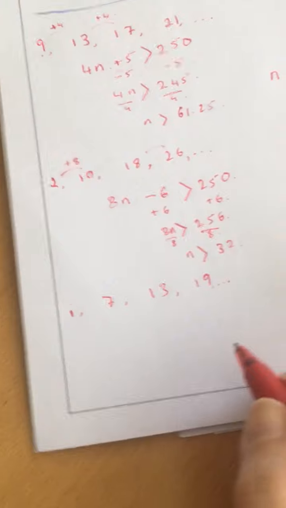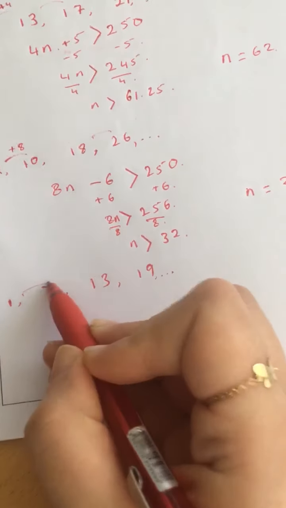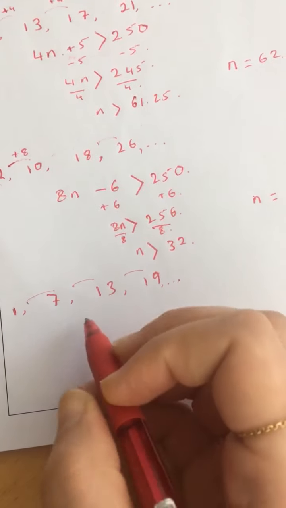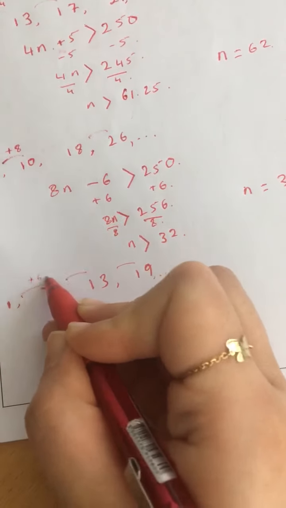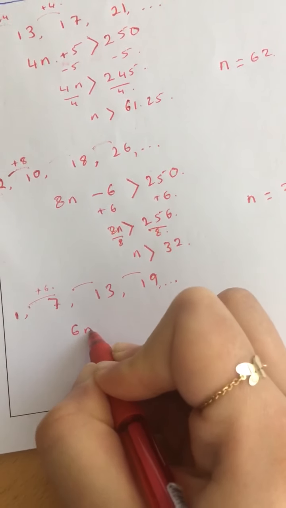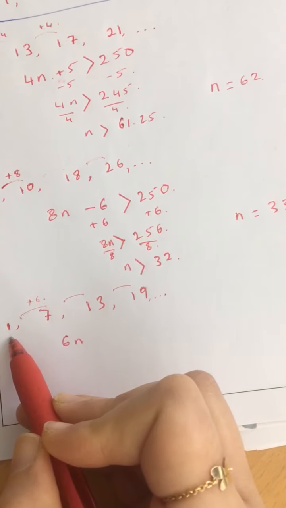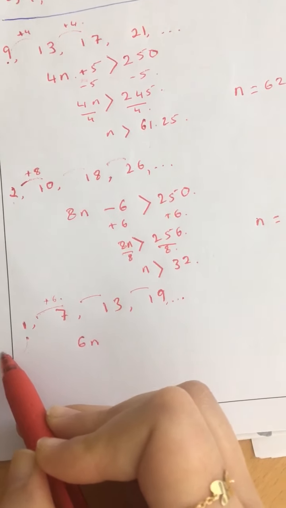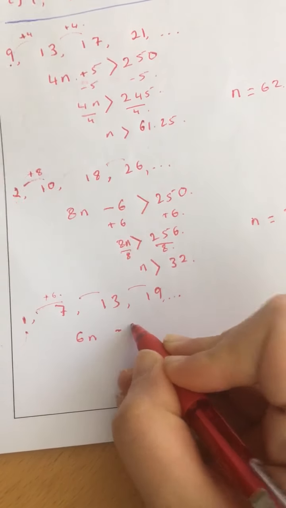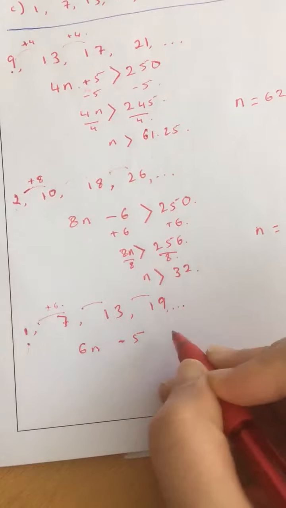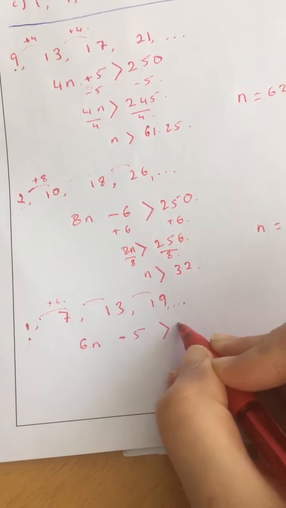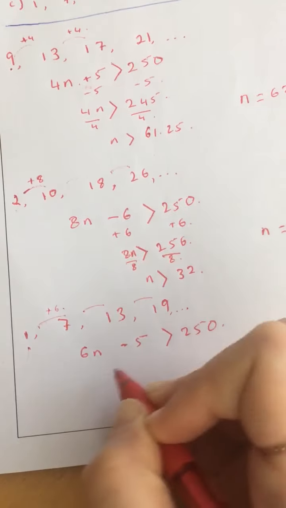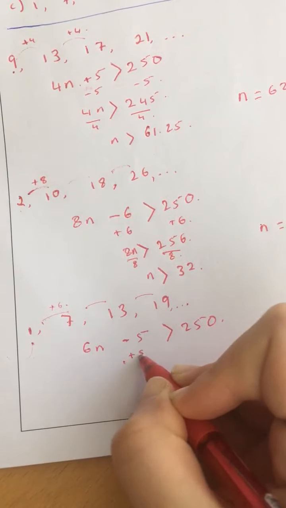For the last one, I do the same steps. So I notice that the sequence is increasing each time by adding 6. So I write 6n. And then for the term before it, the zero term, I do 1 take away 6 will give me minus 5. I want to see when this will be bigger than 250. So I have this inequality and I solve. I add 5 to both sides.